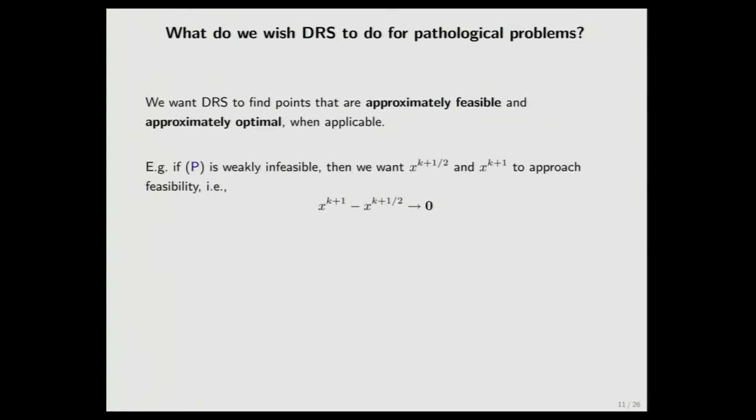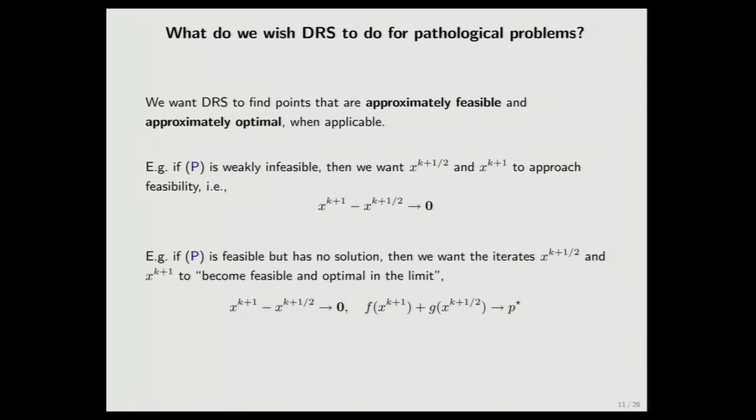Okay, so here's an example. If the primal problem is weakly infeasible, we want the two sequences to approach each other, because you can think of it as only feasible at infinity. So these two sequences are going to diverge to infinity and become closer and closer. And if the problem is feasible, but the objective value is not attained, or the problem is lower unbounded, what you want is for Douglas-Rachford to approach feasibility, and at the same time produce an approximate objective that converges to that value.